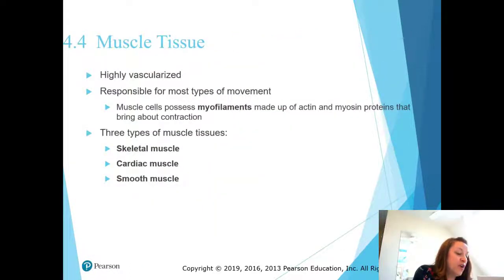All right, third type of tissue. Again, if you want to take a little bit of a break, we're going to do muscle and nervous tissue, and then tissue repair as our last segment of this PowerPoint. So muscle, all about movement, highly vascular, skeletal, cardiac, and smooth. Easy.